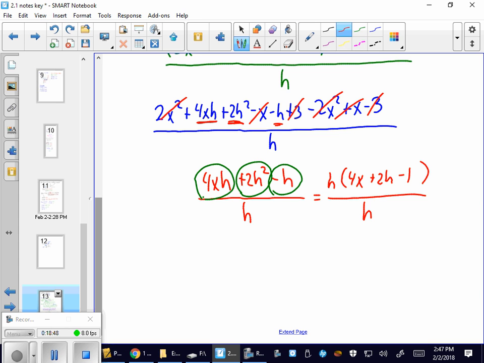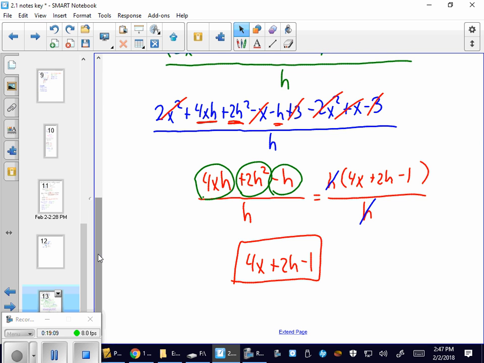So the reason for doing that is hopefully now you can see this h and this h divide away, cancel out. All that leaves me with is 4x plus 2h minus 1. That is the difference quotient. Now, I really wish I could explain to you all the really incredible uses this thing has, but for right now, we just need to be able to do the algebra. It is part of the college algebra curriculum, so we need to be able to do it. That's how you do a difference quotient.